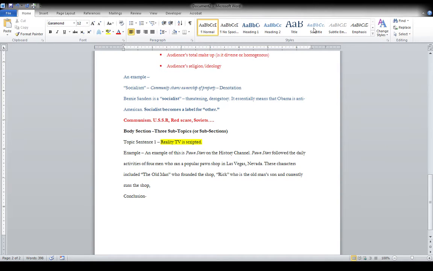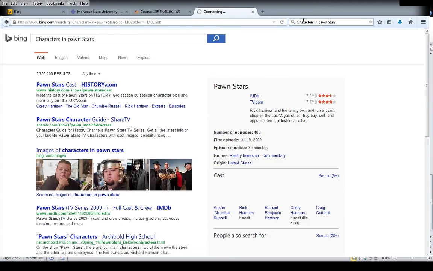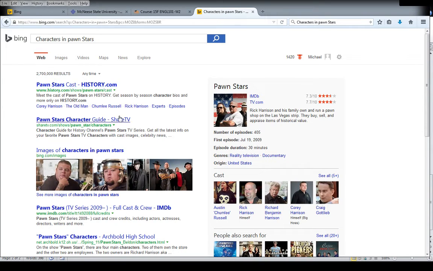So if you're typing this or writing this in class, you're not going to have time to look it up. Like, you'll only have 50 minutes to look this up and use it. But in our case, we're going to look this up. Characters and Pawn Stars. And since this is a common show, there we go. Rick Harrison, Corey Harrison. I always forget Corey.